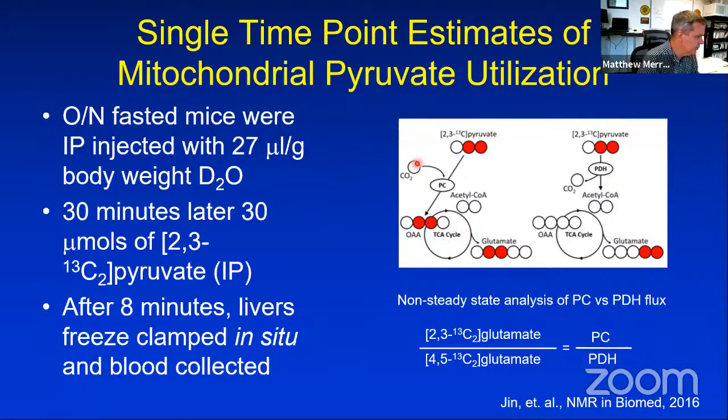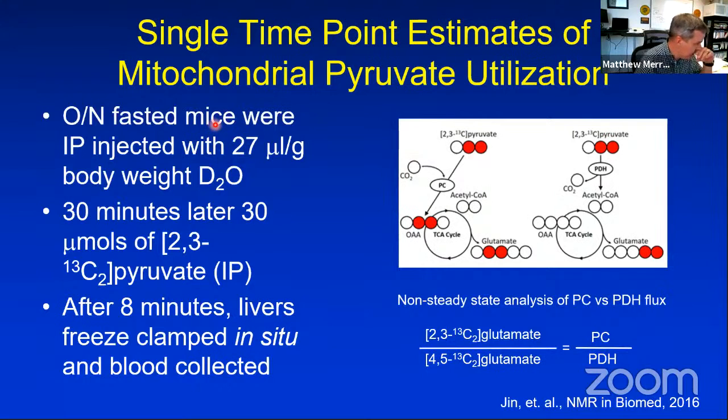And in it, we're going to administer 2,3-C13 labeled pyruvate. If that pyruvate is carboxylated, then it will produce these centrally labeled oxaloacetates. After a single turn of the TCA cycle, it's going to make 2,3-label glutamate. If it's oxidized through pyruvate dehydrogenase, then it'll make 4,5-label glutamate. And so you can do a non-steady state analysis of PC versus PDH flux just by looking at the ratio of these two isotopomers. And that'll give you the PC to PDH ratio.